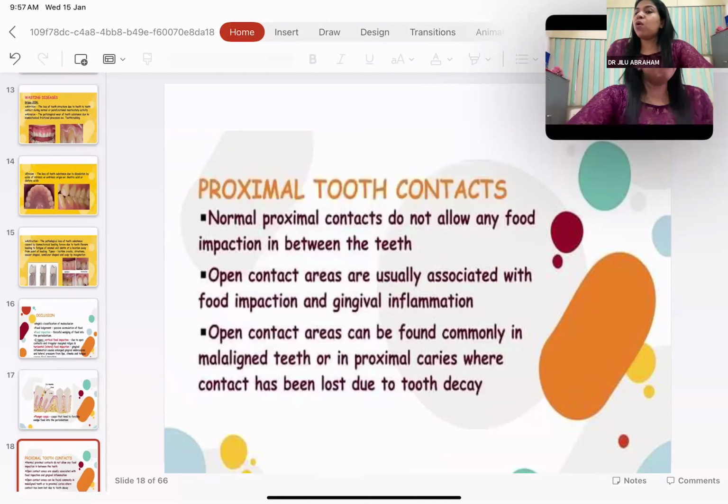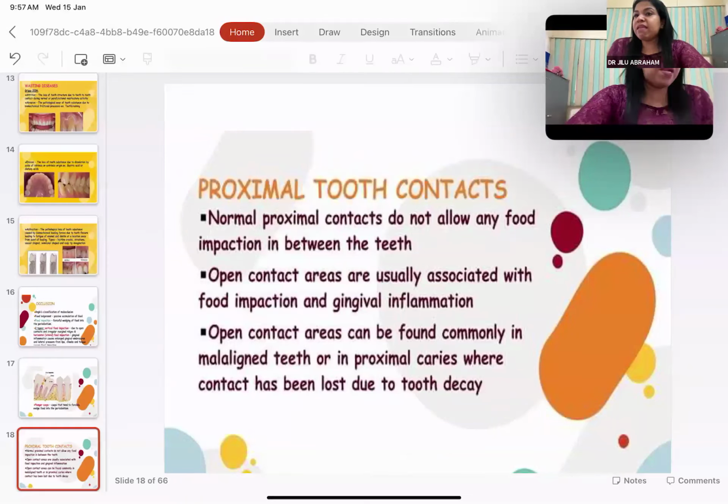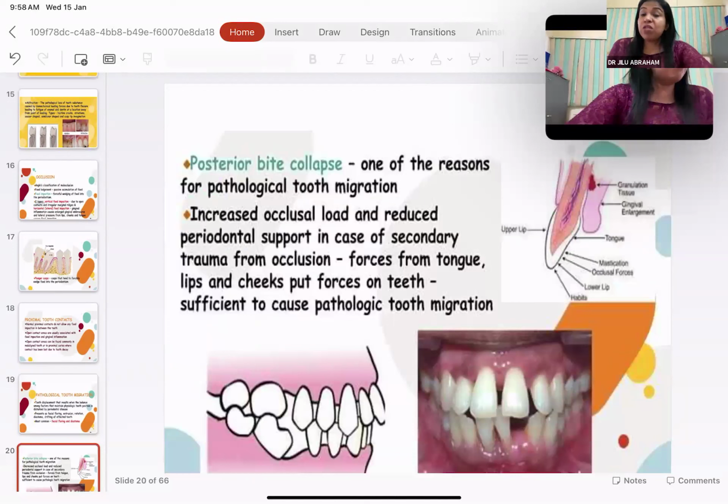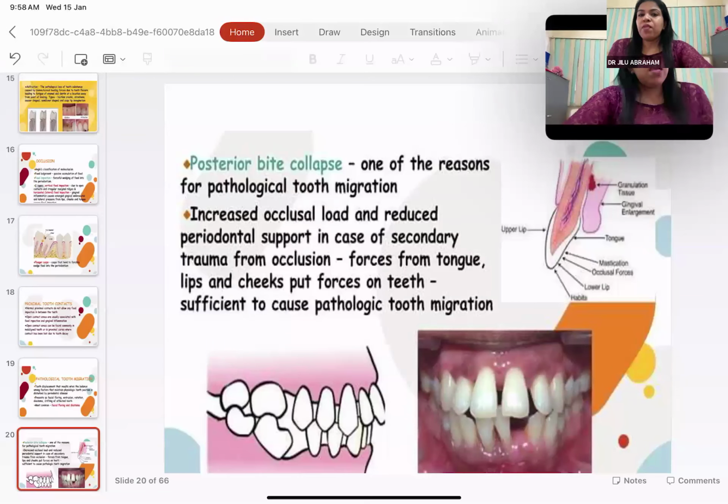Then proximal contacts, open contact area, or a malaligned tooth. All these things we have to note in that area. And pathological tooth migration is the tooth displacement that occurs when the balance among the opposing forces that maintain the tooth position is disturbed by periodontitis. That is pathological tooth migration. There will be flaring, extrusion, drifting of the affected tooth. Most commonly we can see diastema, and facial flaring will occur in posterior pathological tooth migration.